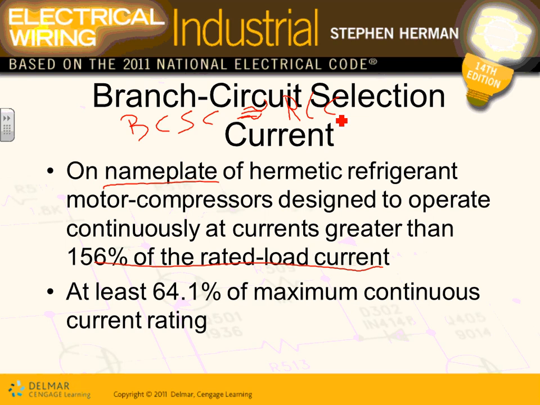Because these chillers have a lot of little equipment here and there, they take the rated load current, add the other equipment to it, and call it branch circuit selection current. And look at that, it's the same thing. Branch circuit selection current equals 64.1% of maximum continuous current. The same as the rated load current.